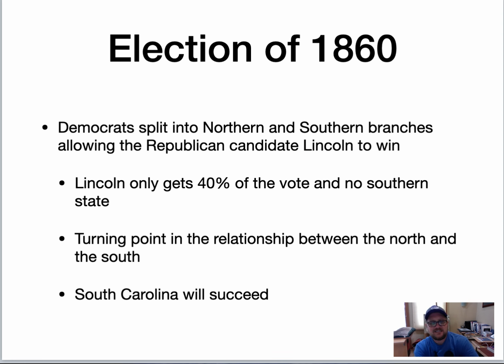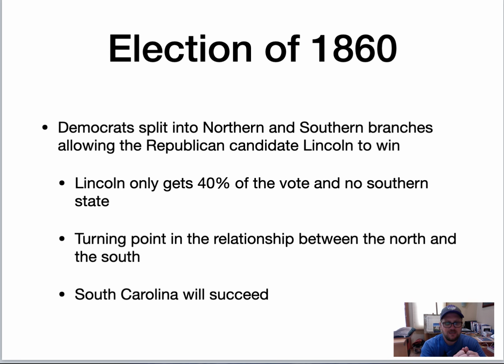And the election of 1860, you cannot talk about this time period without talking about the election of 1860, because this is that turning point, the point of no return, pretty much. Once Lincoln gets elected, all hell breaks loose. But what leads up to that is huge amounts of tension.